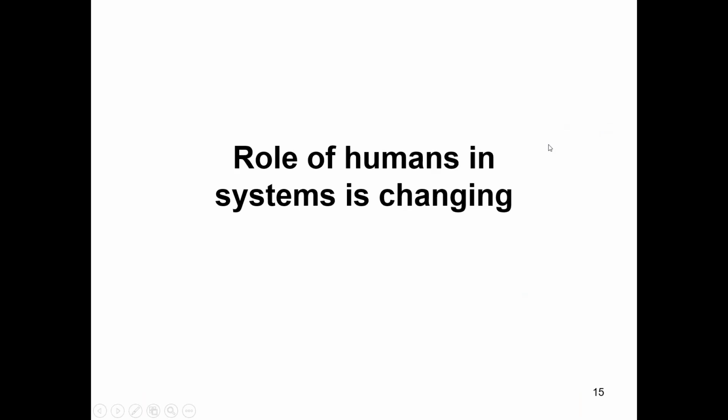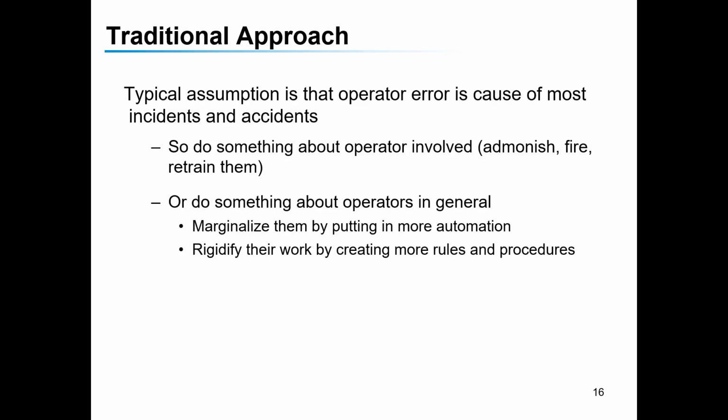And one closely related problem is that the role of humans in these systems is changing. Traditionally, we assume operator errors cause the most accidents and incidents. Whether it is or not, pilots are going to be blamed. So what do you do? You do something about the operator, the pilot, or you do something about pilots in general. You marginalize them by putting in more automation, which puts them farther away from the plane and causes more of these same kinds of problems. Or we rigidify their work by creating more rules and procedures that they can't follow and still fly the plane under all conditions.